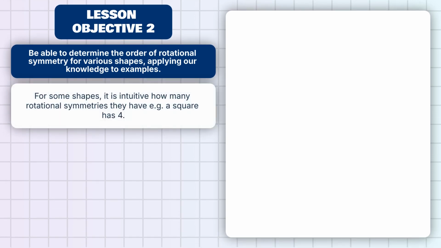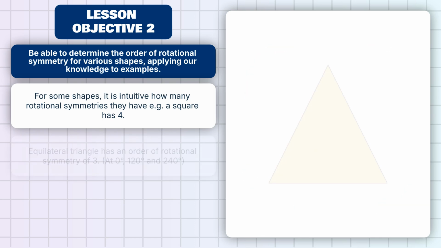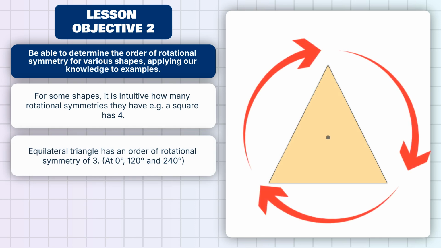For some shapes, it's intuitive how many rotational symmetries they have. A square, for example, has an order of rotational symmetry of 4. You might also be able to visualize how an equilateral triangle has an order of rotational symmetry of 3, at 0 degrees, 120 degrees, and 240 degrees. For other shapes, where it's not immediately clear, we return to our method involving tracing paper.